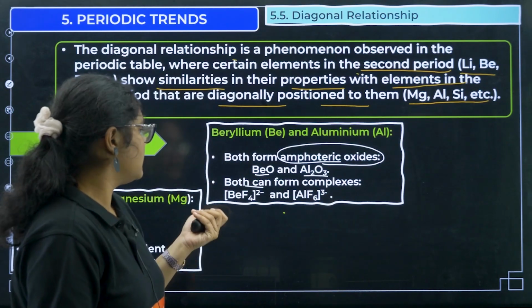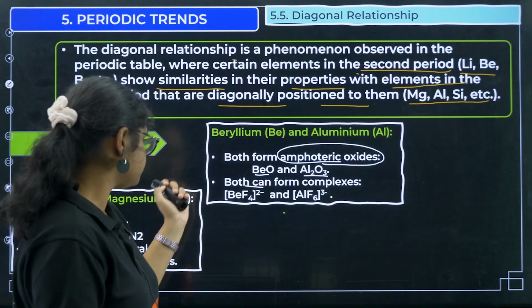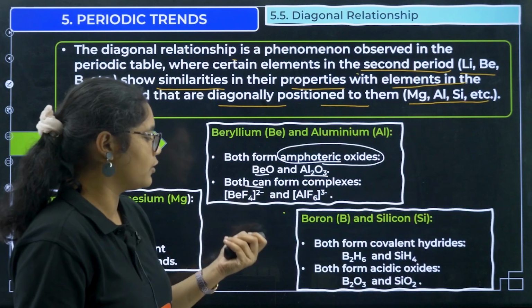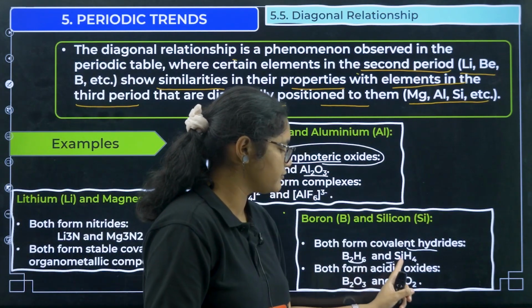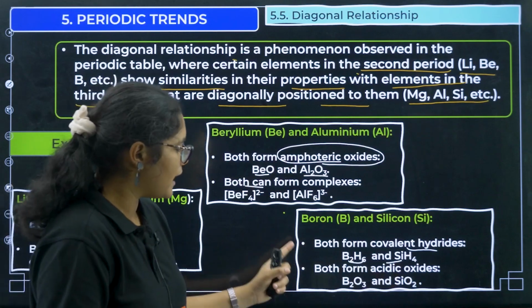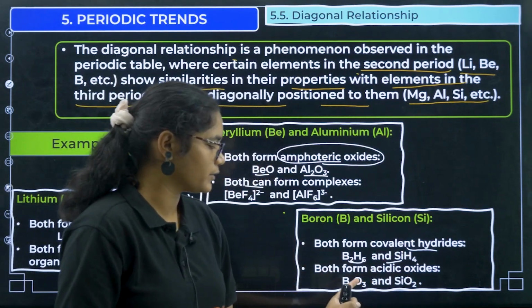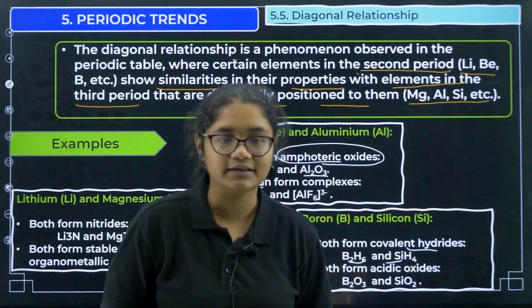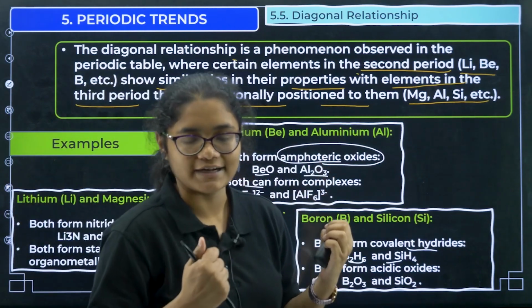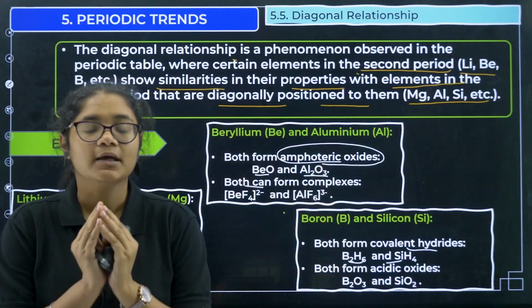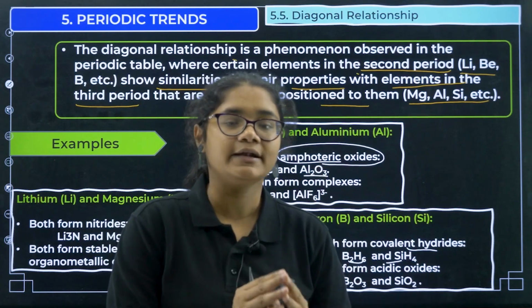Next, the last example is boron and silicon. They both form covalent hydrides. The hydrides of these are generally covalent, and both form acidic oxides. So boron and silicon form acidic oxides, while beryllium and aluminium form amphoteric oxides. So these are the similarities between the diagonally related elements.